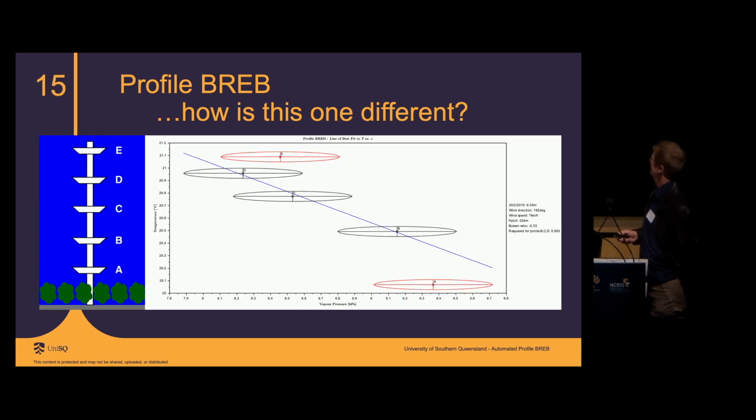Here's another one. In this case, the sensors at A and E failed to sit on that line. And so the logger would just go, we'll exclude those points and proceed with the line fitting through the other points.